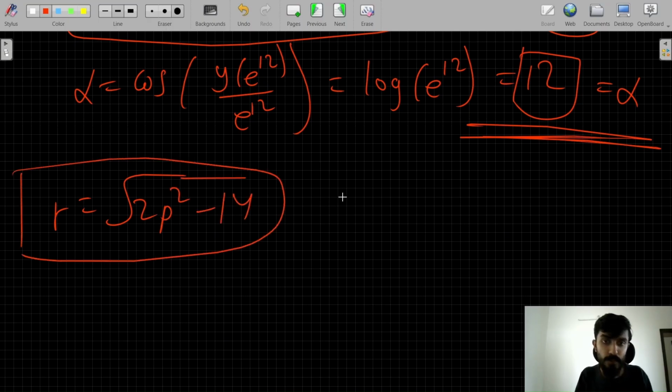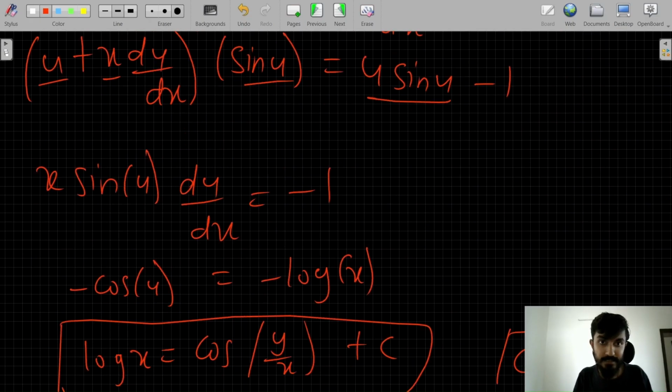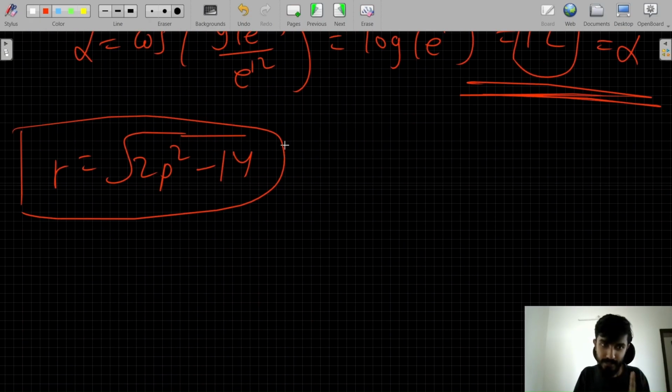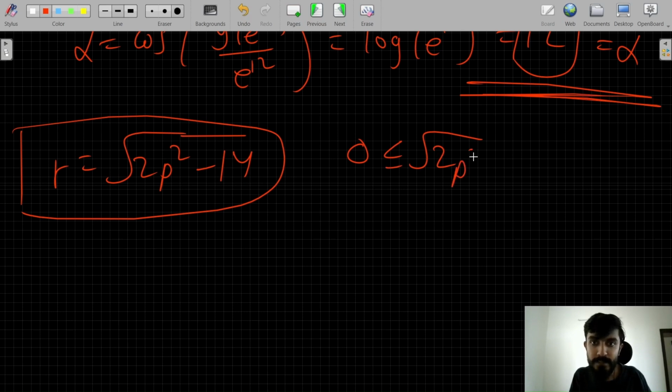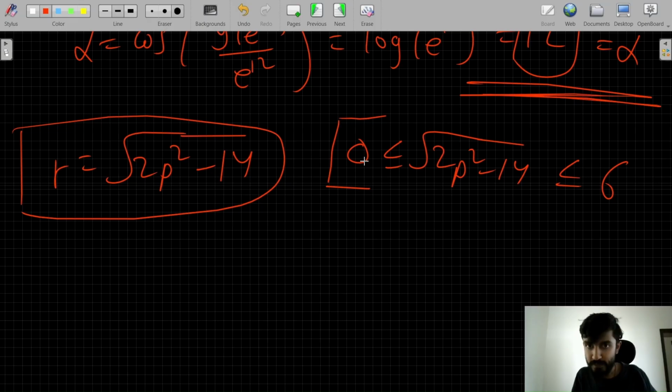Now, radius has to be less than or equal to 6. But radius is always a positive value. Most of you will forget this in the exam. Even I had forgotten this while solving initially. Hence, it took me more time. So, 0 less than or equal to 2p square minus 14, less than or equal to 6. Don't forget this lower side of the inequality. Otherwise, you will get more values of p than required. Don't forget, radius has to be more than 0, obviously.